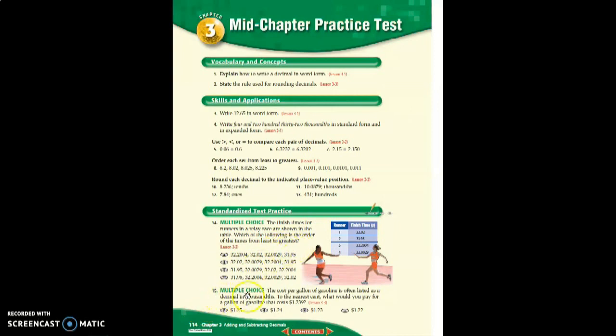15. Multiple choice. The cost per gallon of gasoline is often listed as a decimal to the thousandths. To the nearest cent, what would you pay for a gallon of gasoline that costs $1.239?